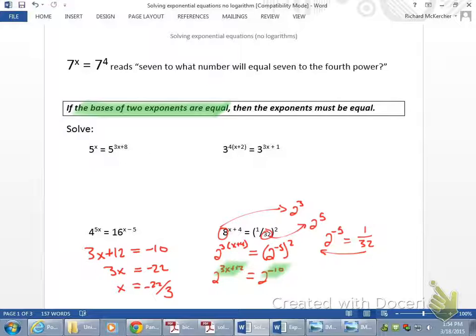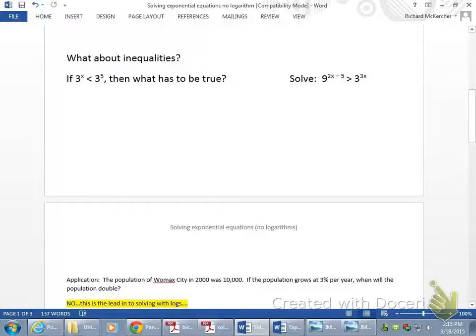Okay. There's one more to look at. Again, take your time, chew on these, run through them as many times as you need to. There's one more to look at, and it has to do with our inequalities, which isn't a big deal. If you'll think about it right here, if 3 to the x is less than 3 to the fifth, then the x must be less than 5. You're just going to follow the same rule. Basically all of these rules follow the same; you're just going to use your inequalities instead.